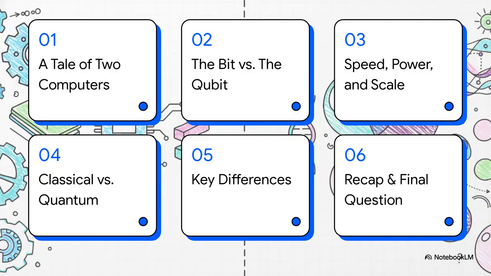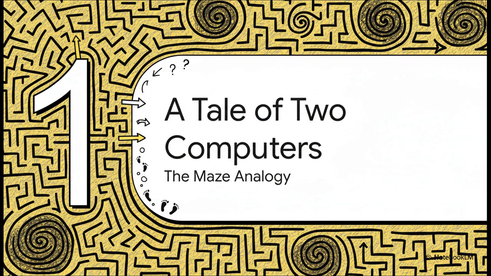First up, we'll use a pretty simple maze analogy just to get our heads around the basic idea. Then, we're going to zoom right in on the core building blocks. Yep, the bit and the qubit, and see how their differences lead to these just mind-bending leaps in power. After that, we'll compare the hardware side by side, and then wrap it all up. Sound good? Let's go. Okay, to really grasp the difference here, let's start with a simple but super powerful analogy.